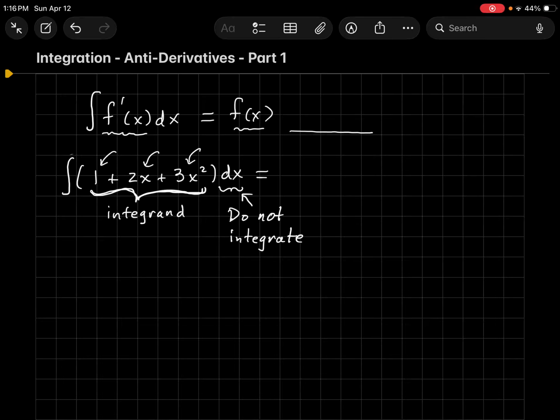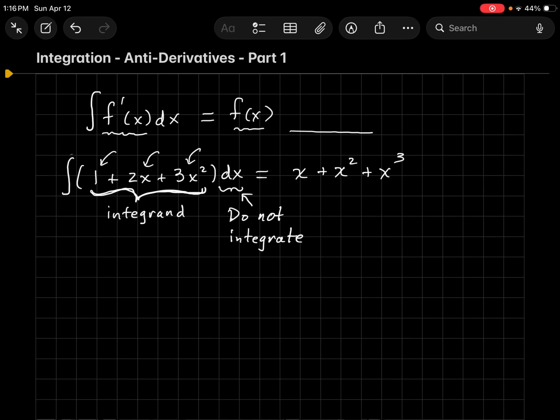So the derivative of what equals 1? Well, the derivative of x equals 1. The derivative of what equals 2x? Well, the derivative of x squared equals 2x. The derivative of what equals 3x squared? Well, the derivative of x cubed equals 3x squared. So sometimes that's the way you have to think about this when you're doing antiderivatives.